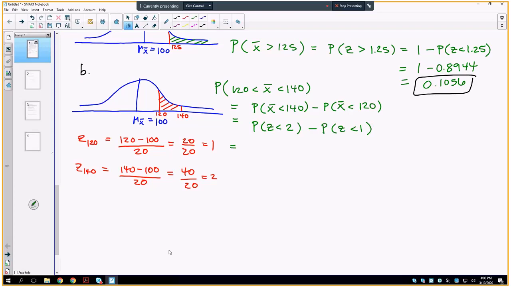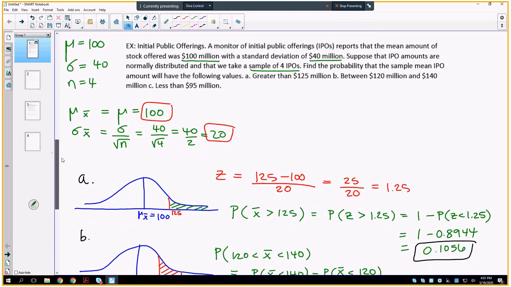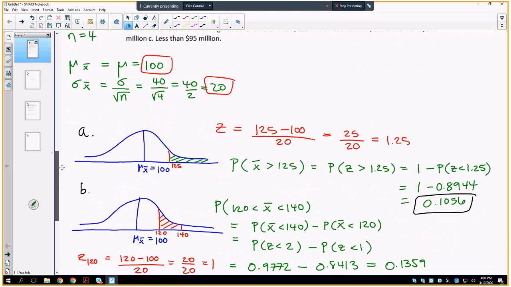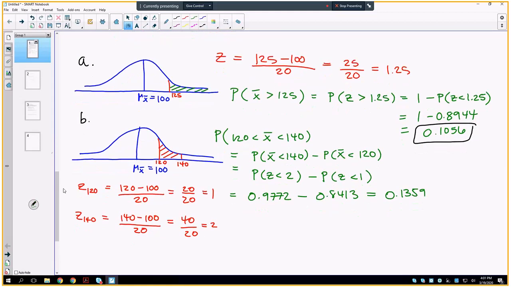So the probability that z is less than 2, we found that should be 0.9772. And the probability z less than 1 is 0.8413. I subtract the two and get 0.1359. So the probability that our sample mean IPO amount will fall between 120 million and 140 million is 0.1359. That answers my question.